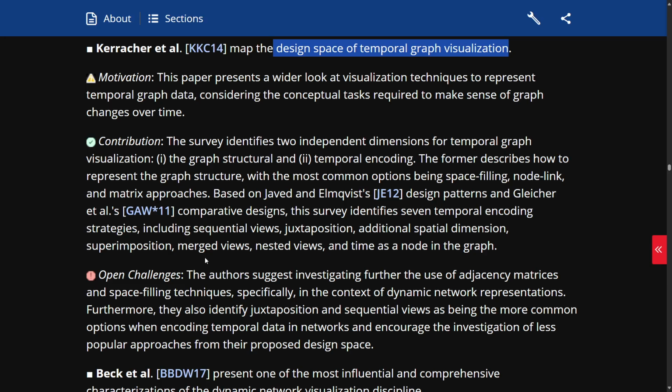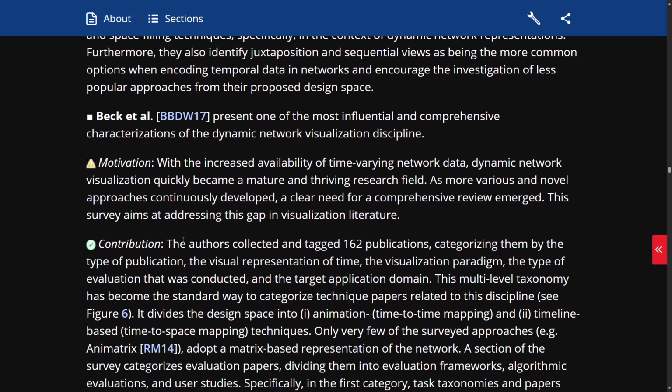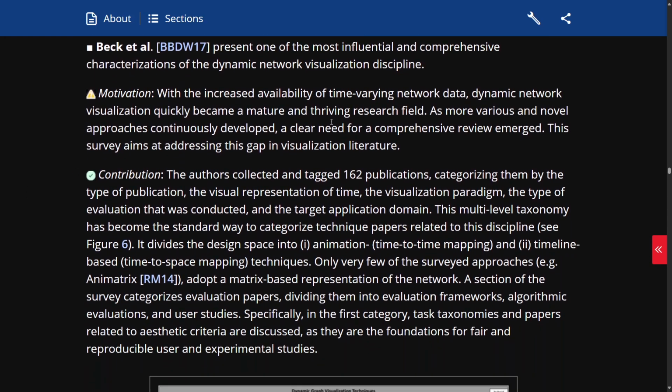Open challenges. The authors suggest investigating further the use of adjacency matrices and space-filling techniques, specifically in the context of dynamic network representations. Furthermore, they also identified juxtaposition and sequential views as being the more common options when encoding temporal data in networks, and encouraged the investigation of less popular approaches from their proposed design space. Beck et al. [BBDW17] present one of the most influential and comprehensive characterizations of the dynamic network visualization discipline. Motivation. With the increased availability of time-varying network data, dynamic network visualization quickly became a mature and thriving research field.